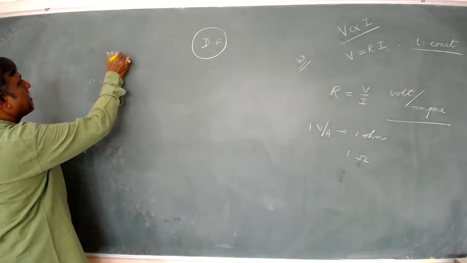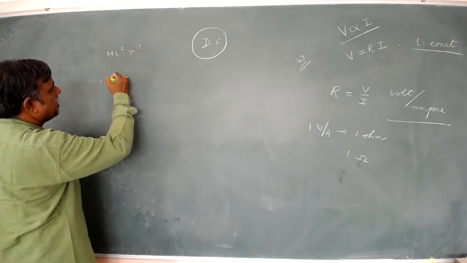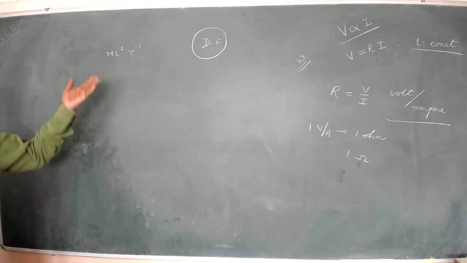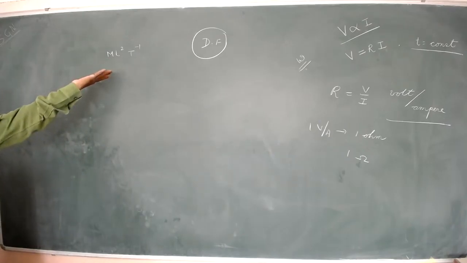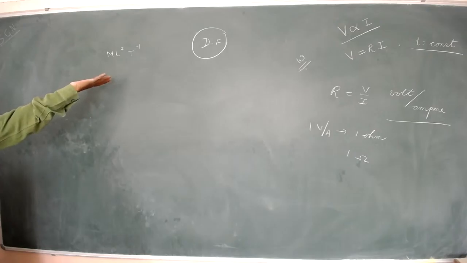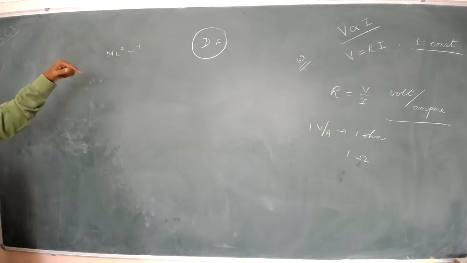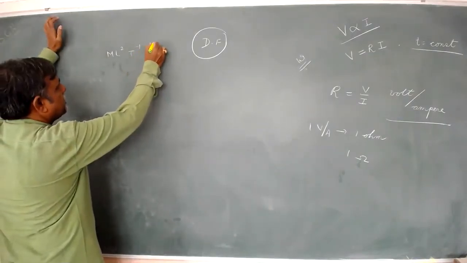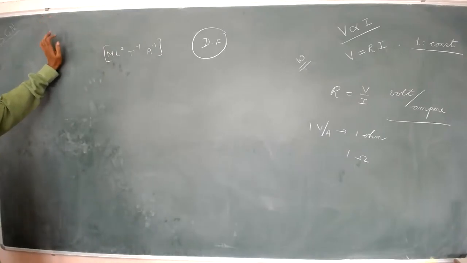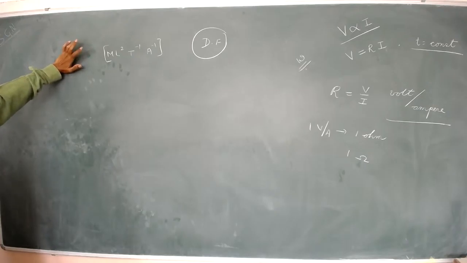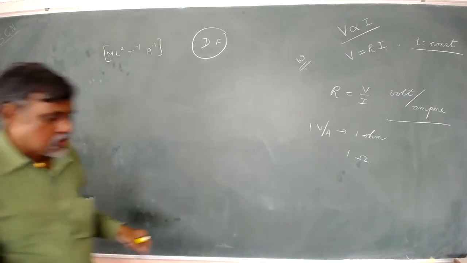M L square T power minus 1. Next. That is the dimensional formula of angular momentum. A power minus 1. Are these three things correct? Apart from this, A power minus 1. Girls, what do you say? Same thing? Okay, so let me work it out.